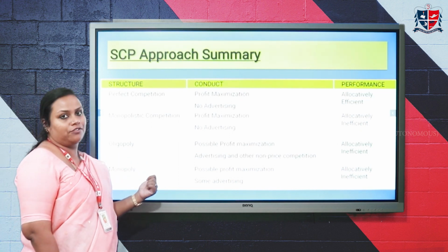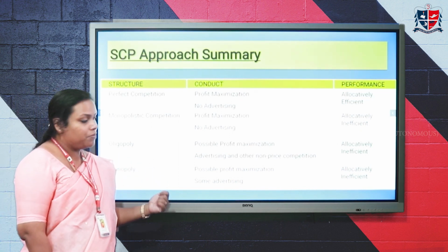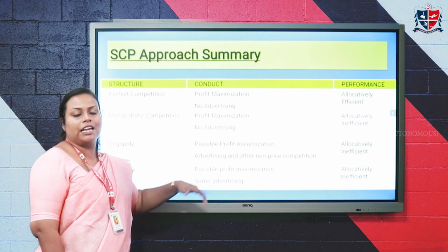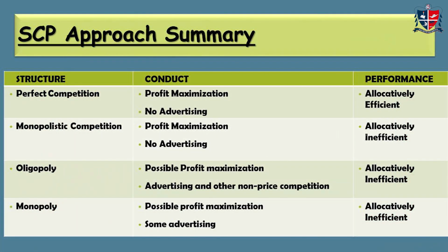And finally, we have the monopoly. There is a single seller, and here also you can see that they are accruing the maximum or abnormal profits, possibly profit maximization. The second point is that some advertisement is needed because they don't want a new entrant to interfere in their business or to share the market. And finally, you can see that the performance is allocative inefficiency.